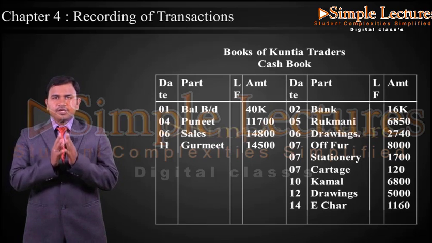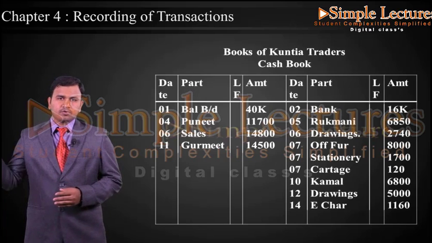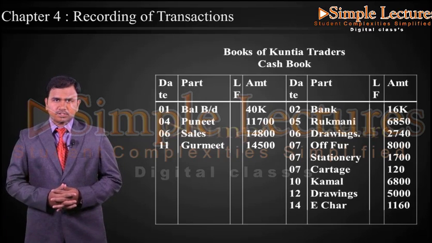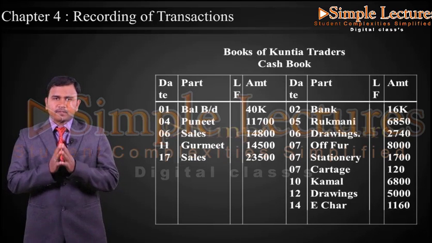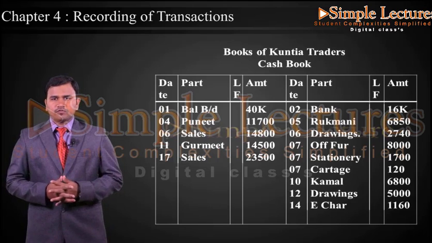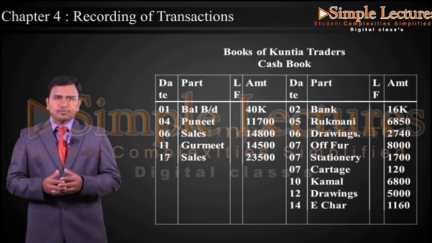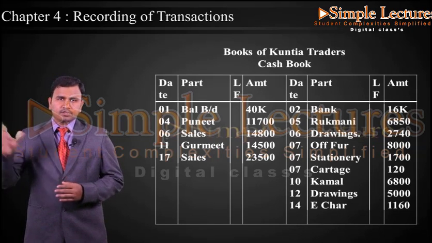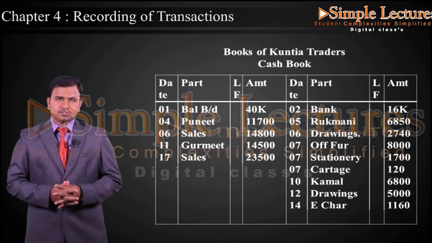Next transaction we have on September 14th and the entry here is electric bill paid 1,160. Here it is very clear that it is a payment which should be recorded on the credit side. So the date will be September 14th and the entry will be by electric charges in the amount column 1,160. Then the next transaction we have on September 17th and the entry here is goods sold for cash 23,000. So whenever we have a sale, we will be receiving the cash which will be recorded on the debit side. So the date will be September 17th to sales account in the amount column 23,000.